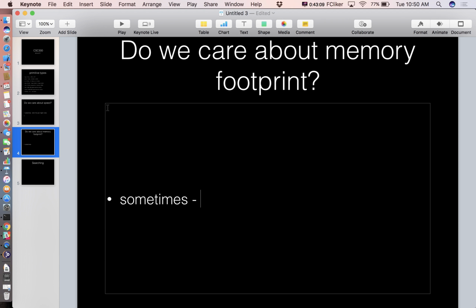All right, so memory footprint. Sometimes we care about it. When? Well, when we might run out of RAM. Under what circumstances might that happen? When we're computing, we have to think about what other things are going to be running on this computer. If you're writing an application for a server, let's say we're writing a web server.